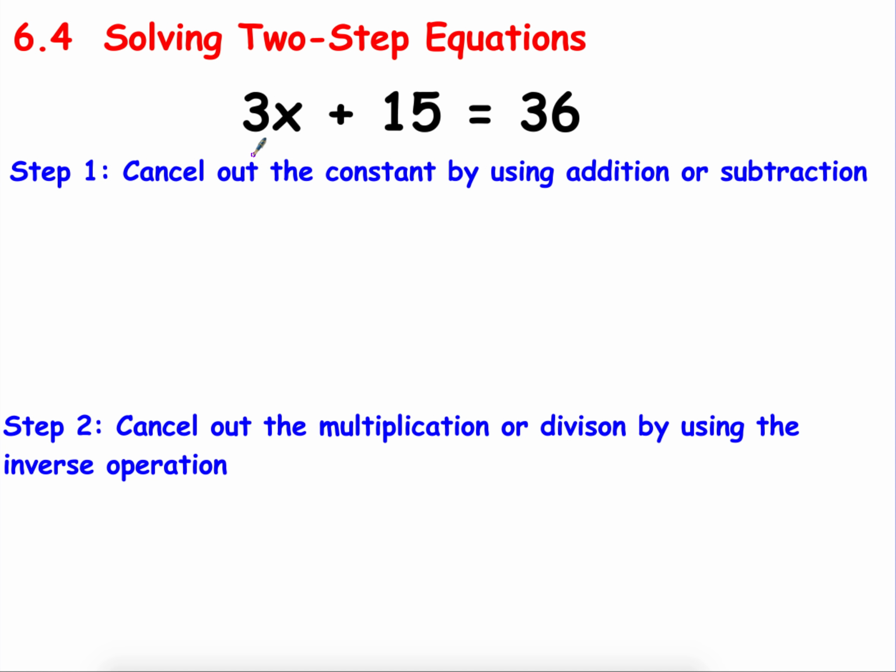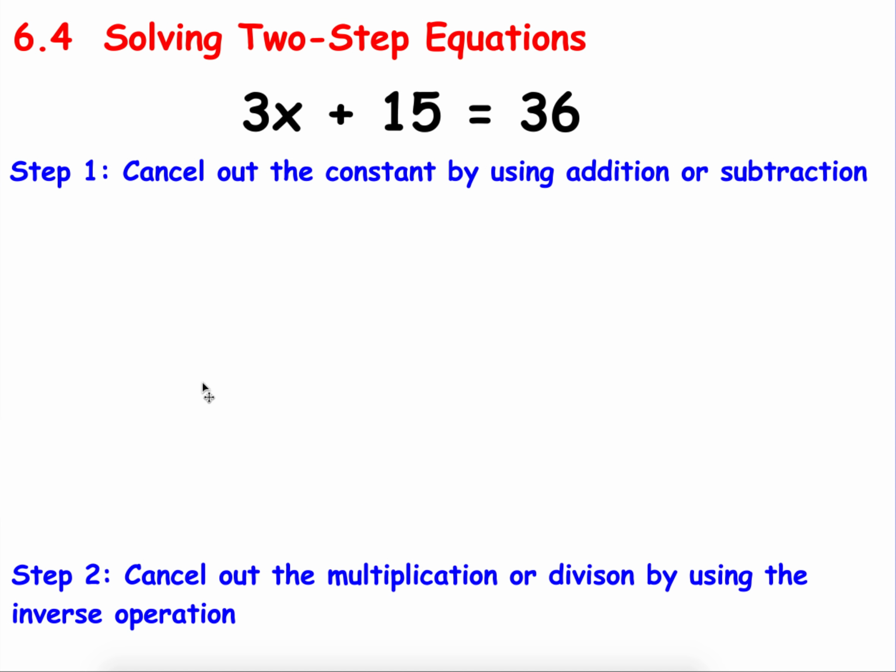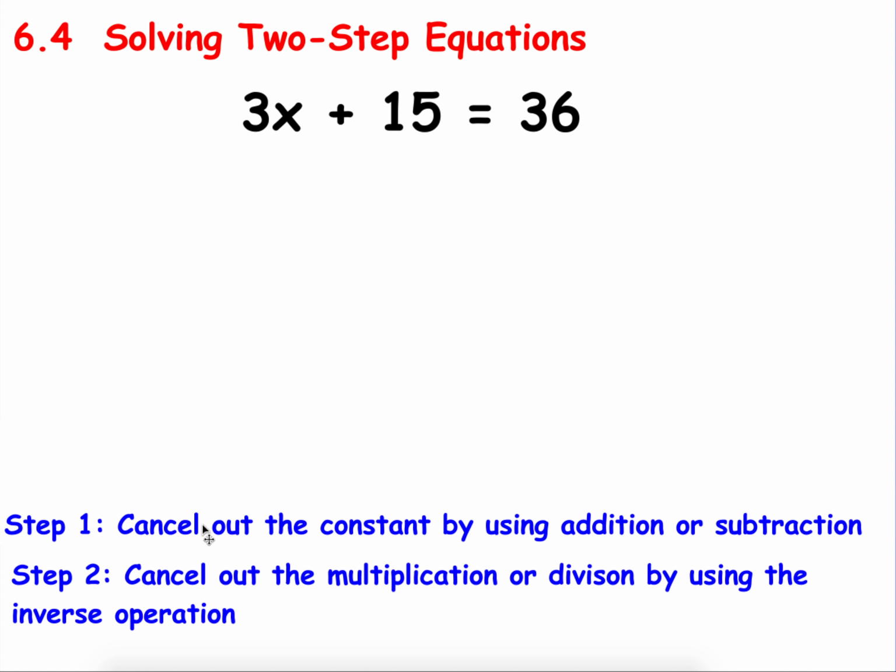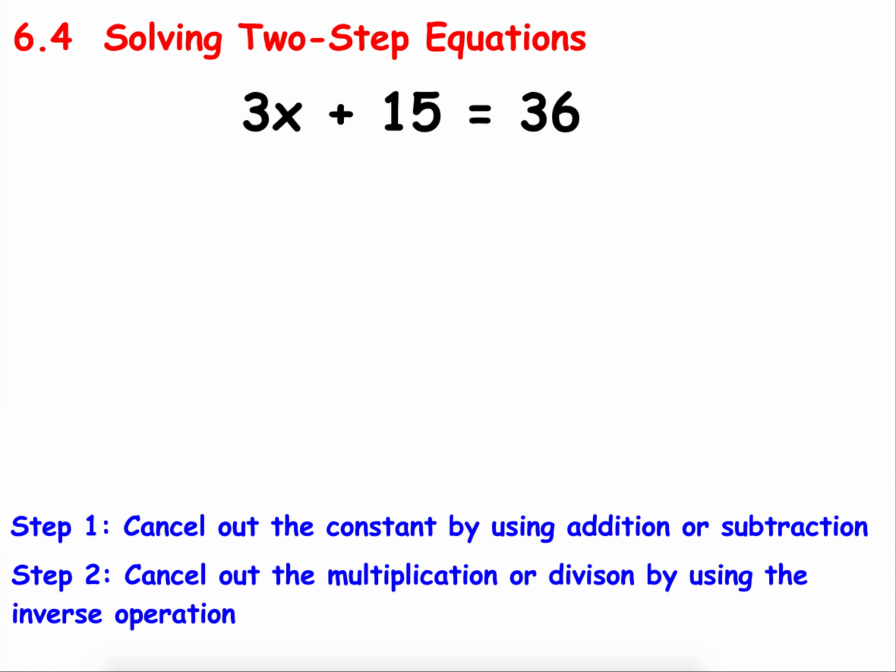So I am going to do step 1, and then step 2. I'm going to do step 1 by canceling out the constant using addition or subtraction. Order of operations, PEMDAS, says you do parentheses, exponents, multiplication, division, and then addition and subtraction. Well, equations are a little bit different. There are a couple of exceptions, but I'll show you one in this video. We almost always do our addition and subtraction first before we worry about multiplication and division. So it's a little bit backwards from order of operations.